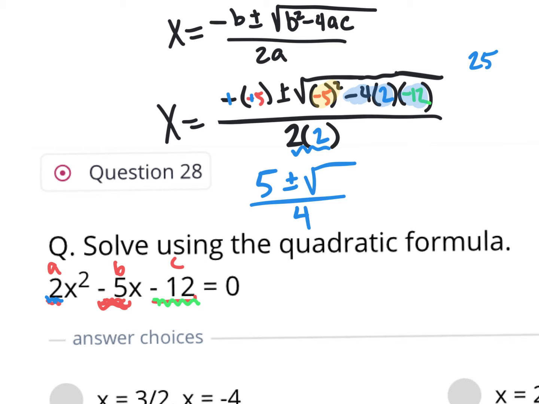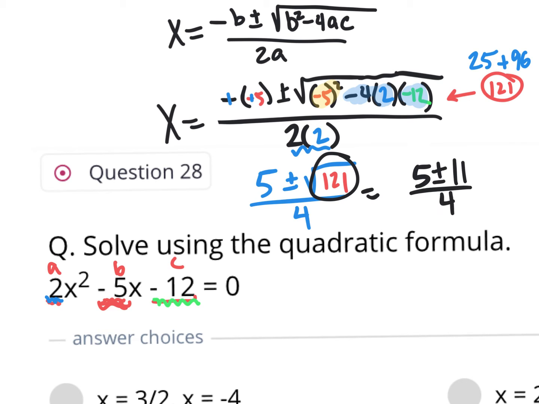So I hope we understand that. And I recommend using a calculator if you're not too comfortable with multiplying. So use a calculator. You have 25 plus 96. That will become 121. So this inside value is 121. The discriminant is 121. And that works out beautifully because the square root of 121 is 11. So what we really have here is 5 plus or minus the nice beautiful number 11, all divided by 4.